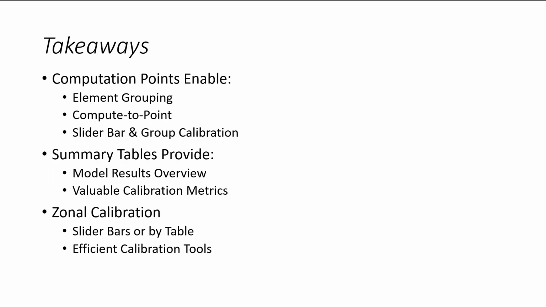Let's wrap up with some key takeaways. We've learned that setting computation points enables element grouping, the compute to point feature, and the use of slider bars and sorting by computation point groups within the parameter tables. The HMS summary tables are located at each junction and provide us with the model results at that location, as well as with valuable calibration metrics. Zonal calibration can be approached by using the slider bars or by sorting by groups within the parameter tables. Utilizing either of these options can improve the overall efficiency of your model calibration.